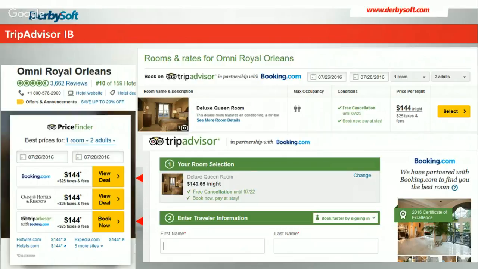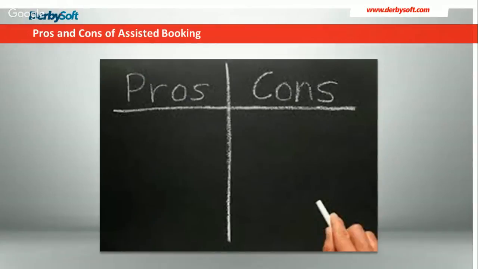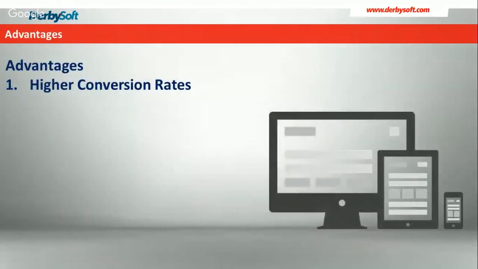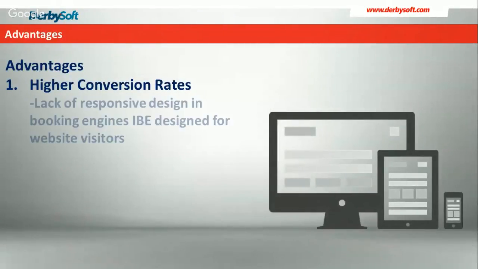And that is why Instant Book has become very successful. Because let's face it, it's difficult to change your booking engine. And so this has been an alternative where somebody can just have TripAdvisor book that within the TripAdvisor experience. So let's talk a little bit about the pros and cons. So one of the advantages, of course, being the higher conversion rates.